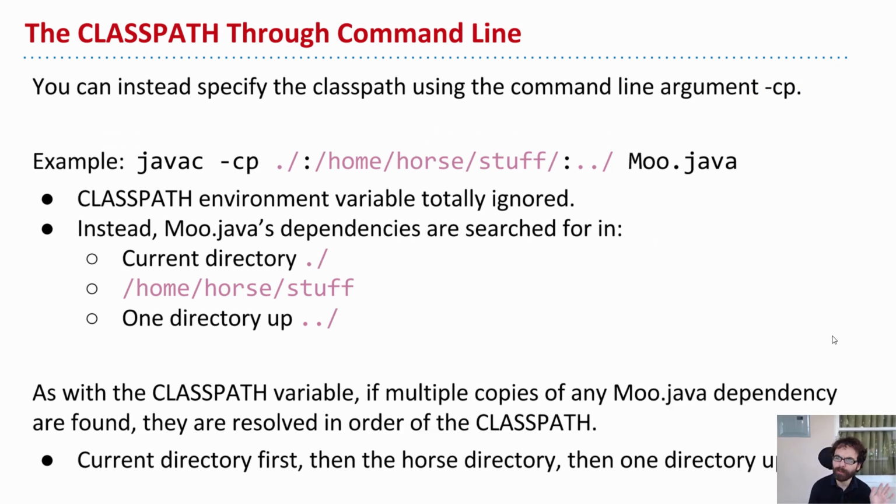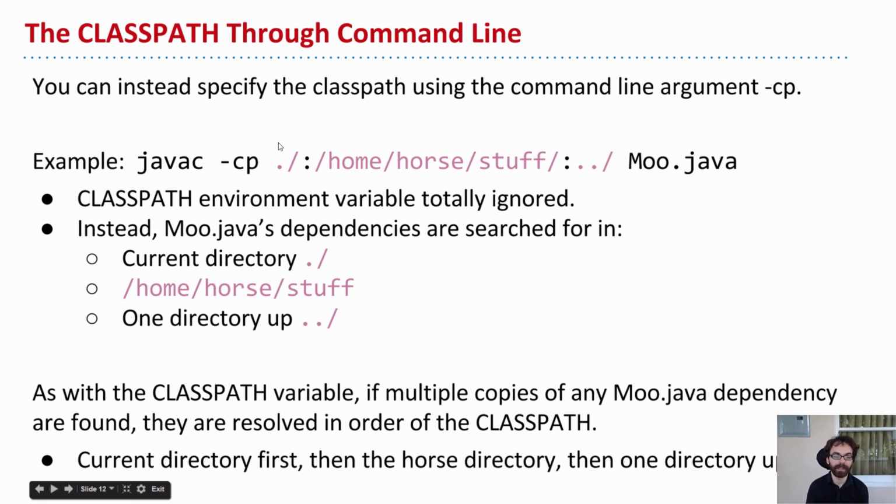So suppose you don't want to use the environment variable given to you by the operating system for some reason. You can instead specify the class path using the command line argument -cp. So for example, you could say javac -cp, and then here specify the class path you actually want to use. Okay, so it's just a way of giving the class path as a command line argument instead of an environment variable.